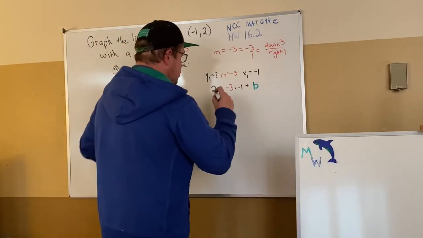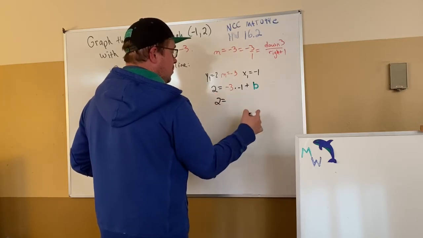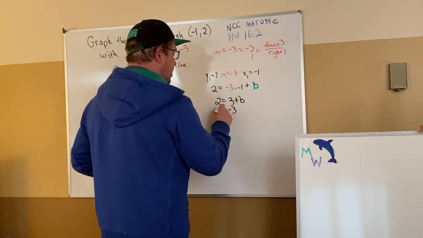All right, so 2 stays. -3 times -1, that's the opposite of negative for positive. 3 times 1 is 3 plus b. I'll subtract 3 off each side.